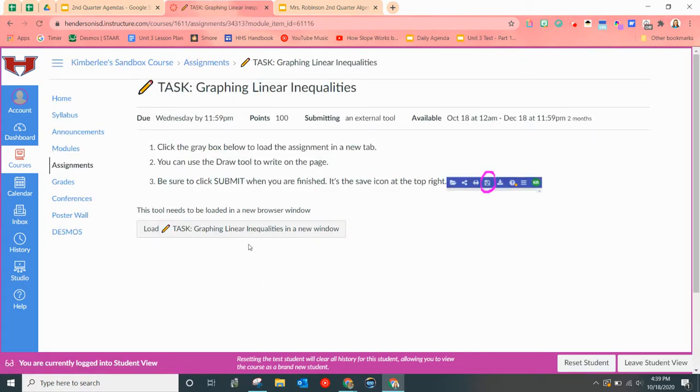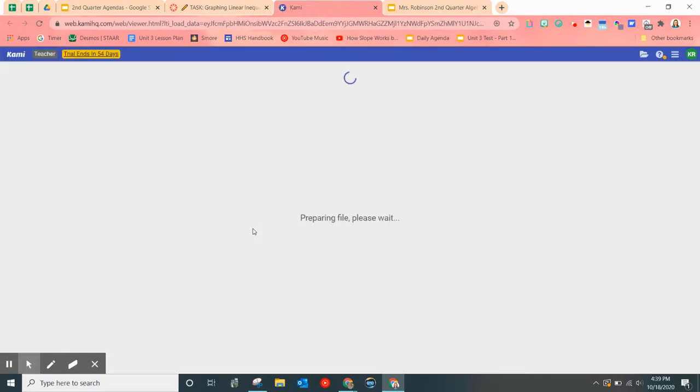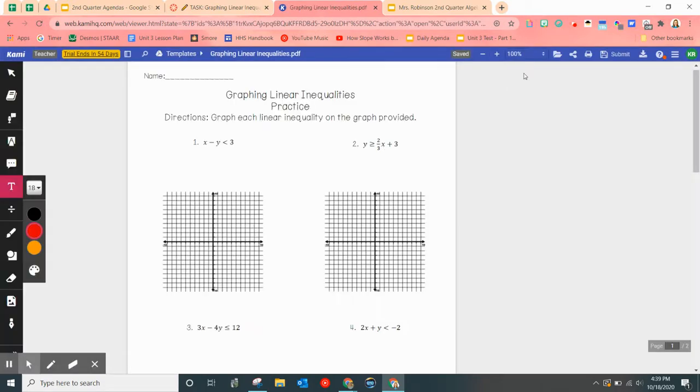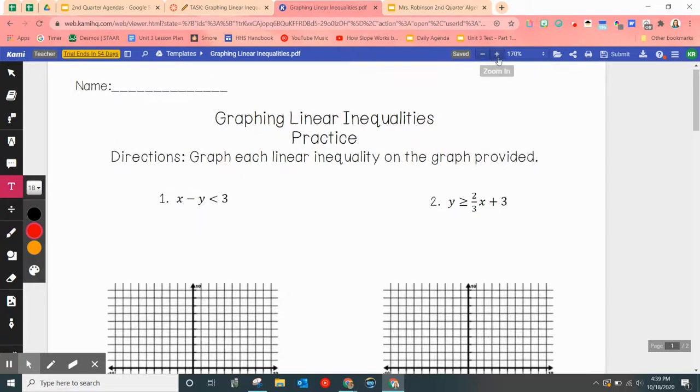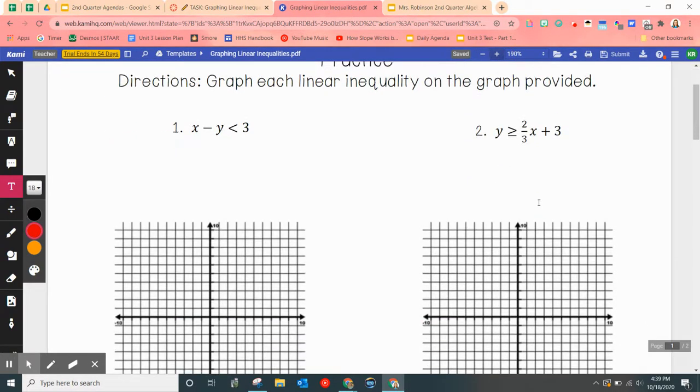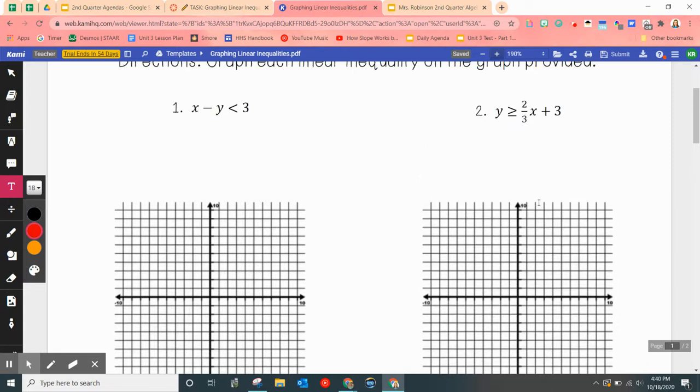So we're going to practice this graphing. So you're going to click here, and it's going to open up Cami. It's going to be a Cami assignment. And remember, you can always zoom in at the top up here by clicking this plus or minus. So that's going to be really helpful for this. You're going to need to zoom in pretty far to graph.